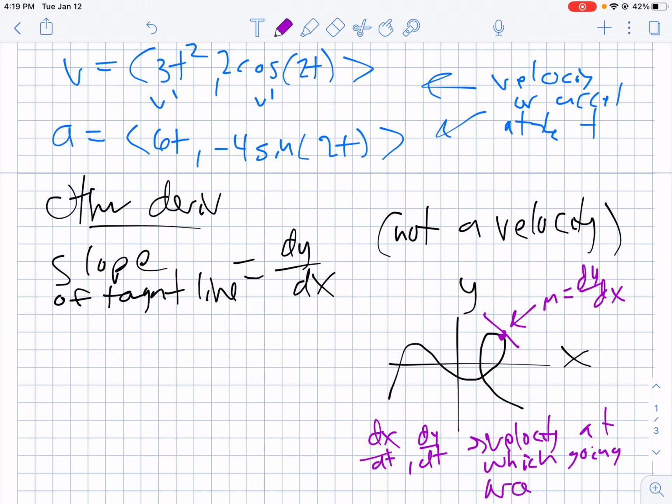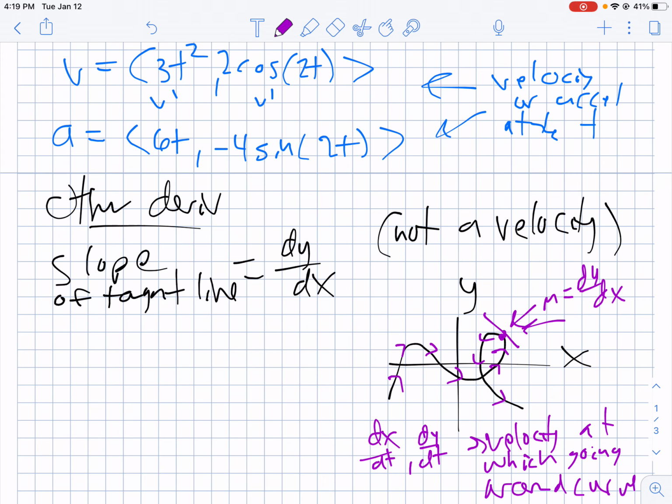velocity at which you're going around the curve. So the slope is independent of the velocity, right? No matter how fast you're going, you could be going around here at 80 miles an hour or 5 miles an hour. The slopes are unchanged. But the velocity just tells you how fast you're going around, where the slope is just, at one point, what's the slope of the tangent line?